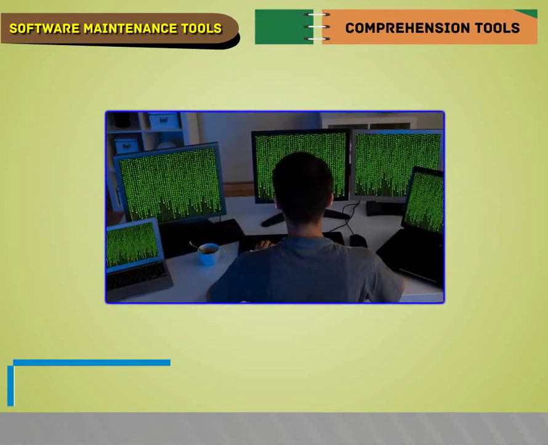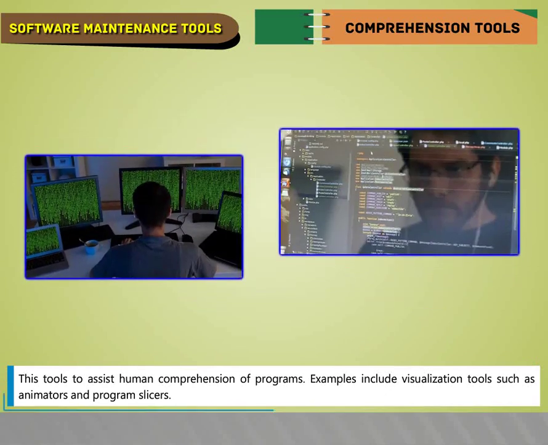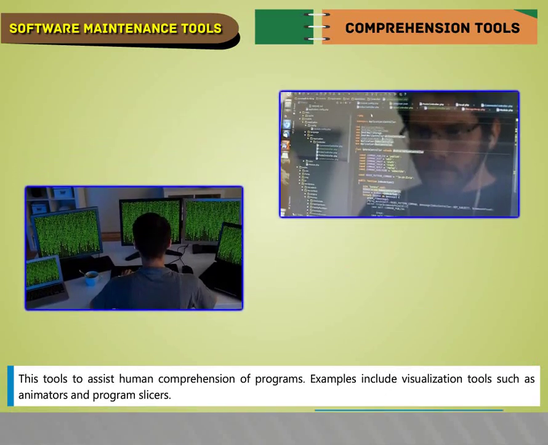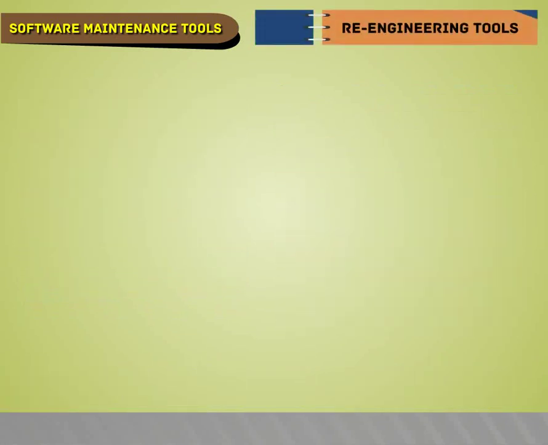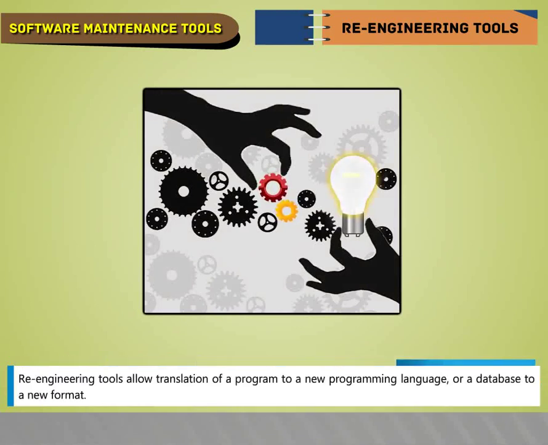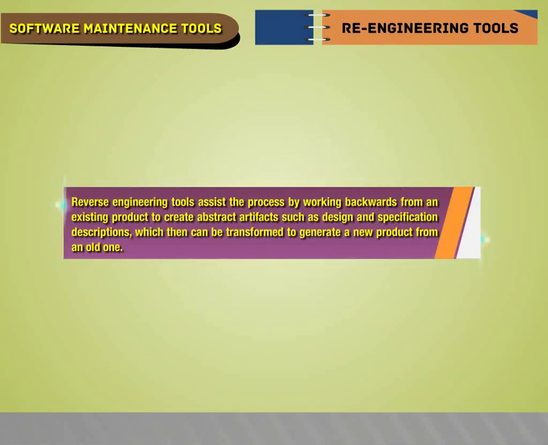Comprehension tools. These tools assist human comprehension of programs. Examples include visualization tools such as animators and program slicers. Re-engineering tools. Re-engineering tools allow the translation of a program to a new programming language or a database to a new format. Reverse engineering tools assist the process by working backwards from an existing product to create abstract artifacts such as design and specification descriptions, which then can be transformed to generate a new product from an old one.